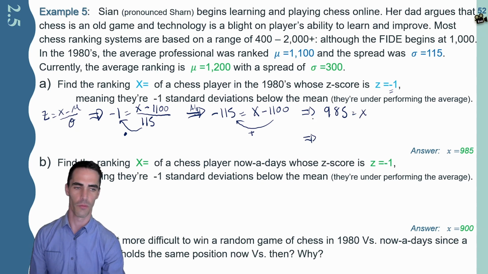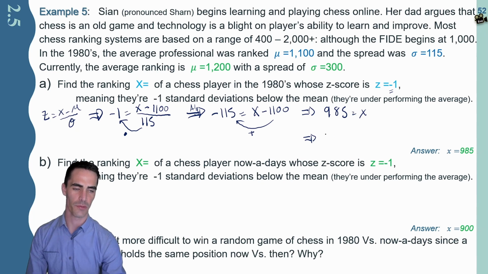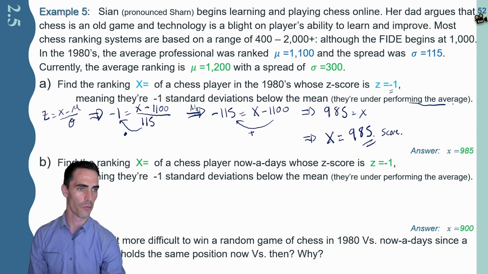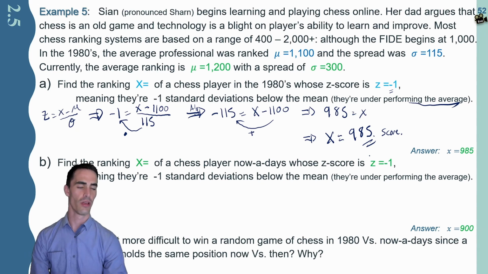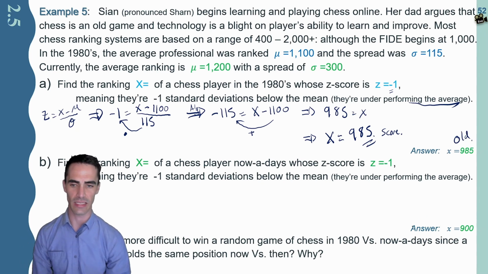For whatever reason, this method of writing bothers me to have it read from right to left, x equals, and so let me rewrite that real quickly. X is equal to 985. This is the score for those underperformers, for those people who are one standard deviation below the mean. And again, this is like the old ranking. All right, old here, the 1980s.